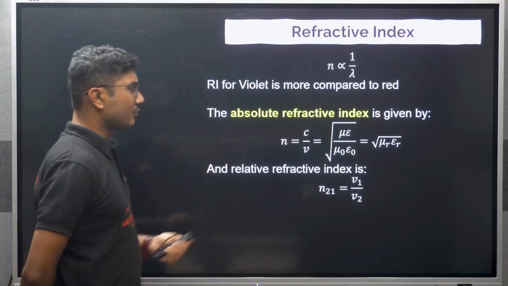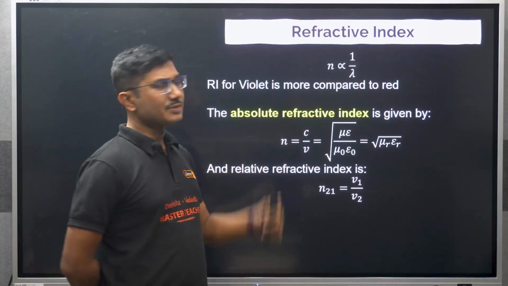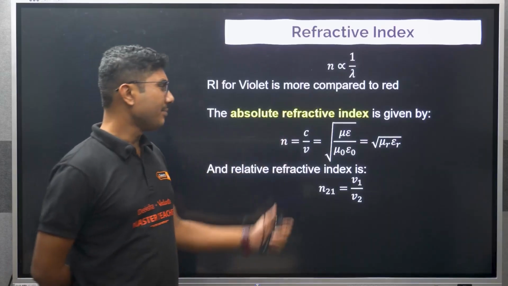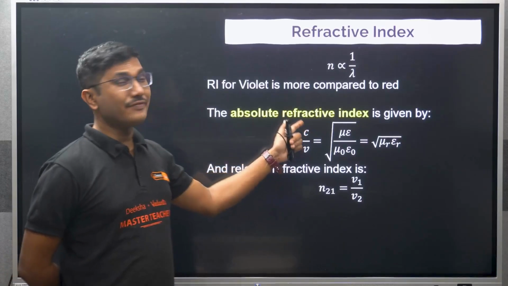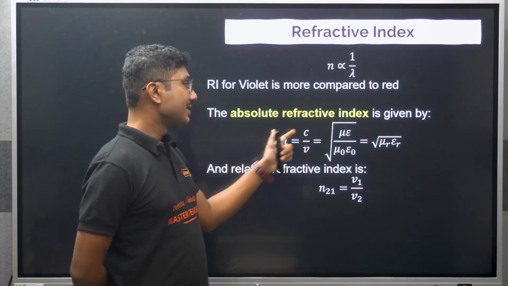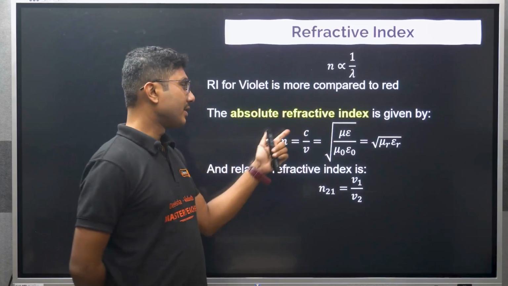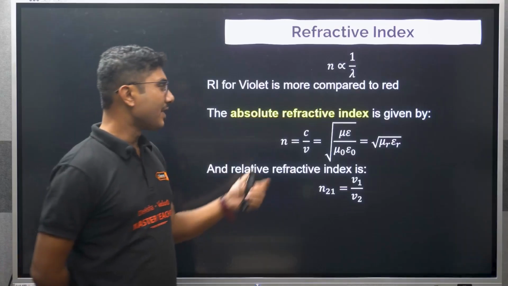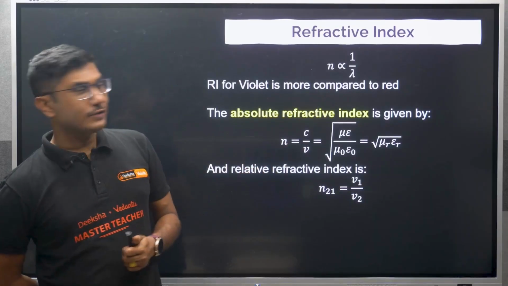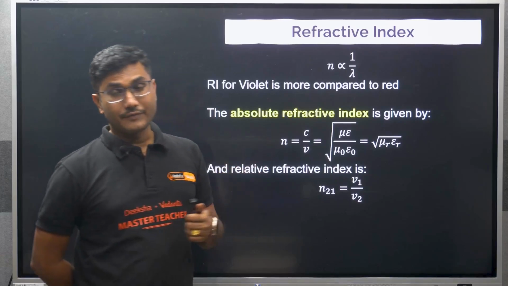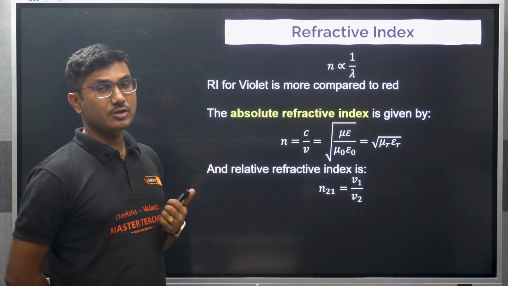Absolute refractive index is basically the speed of light in free space divided by the speed of light in a particular medium. My mistake, C is 3 into 10 to the power of 8, the speed of light in free space, divided by the speed of light in a particular medium. So this is the absolute refractive index of any medium.